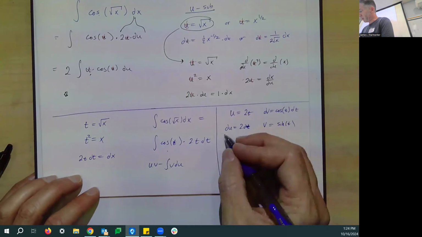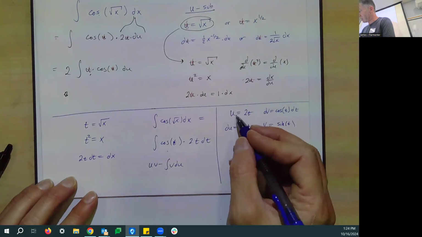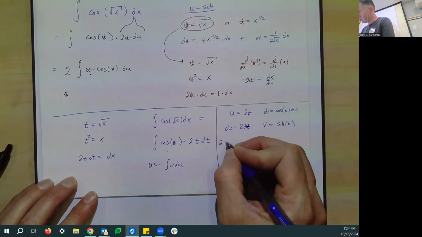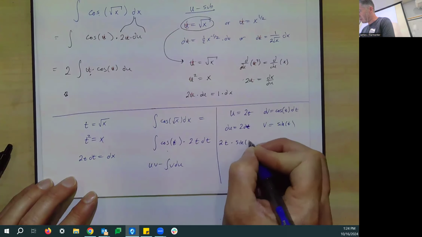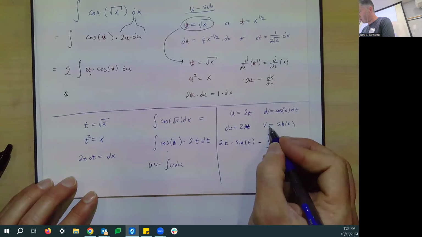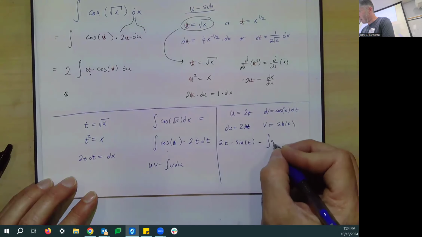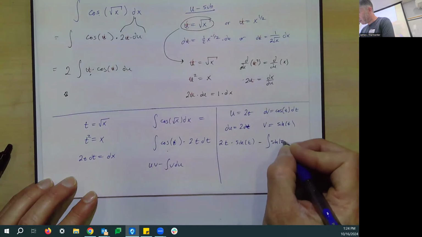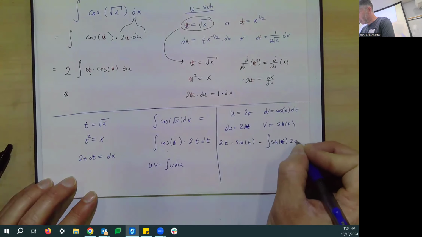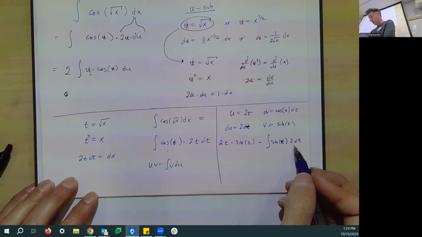So we're going to put in some ultraviolet super voodoo here. So we get u times v, so 2t times sine of t, minus the integral of voodoo, v times du. I feel like the voodoo one's a little bit more of a stretch, but oh well. Sine of t times 2 dt. And that is something we are able to integrate.